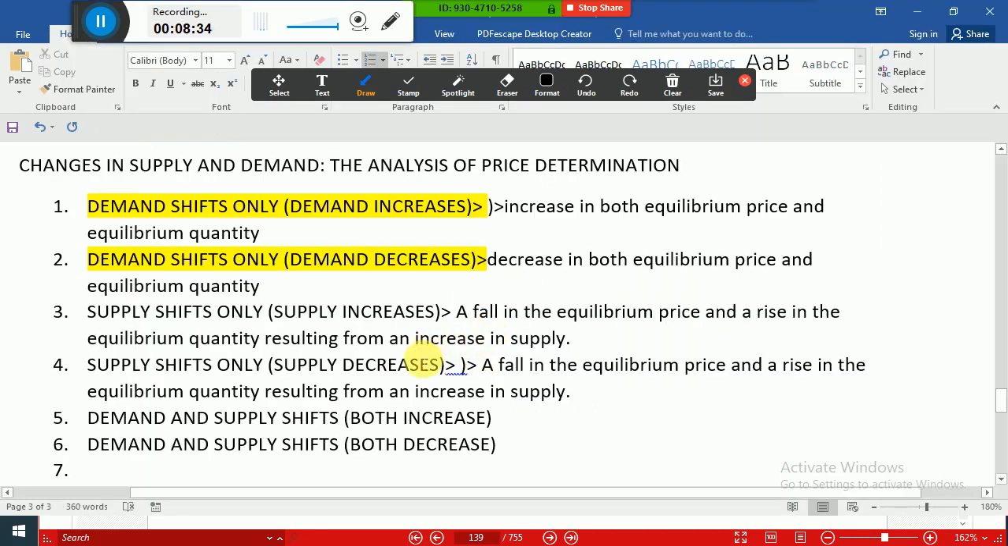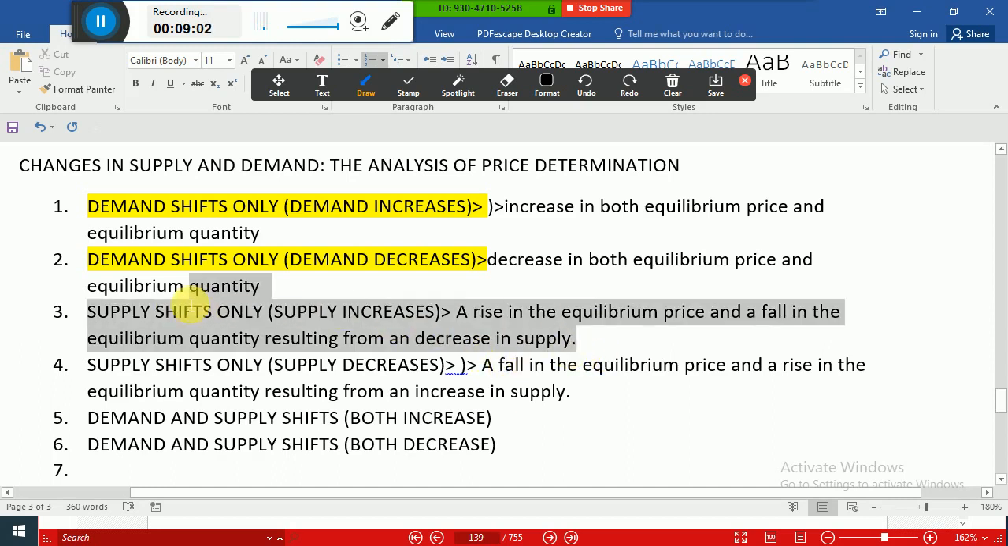So we can say a rise in the equilibrium price and a fall in equilibrium quantity result from a decrease in supply. So up till now we have discussed 4 different cases.